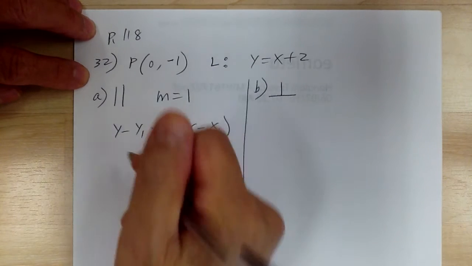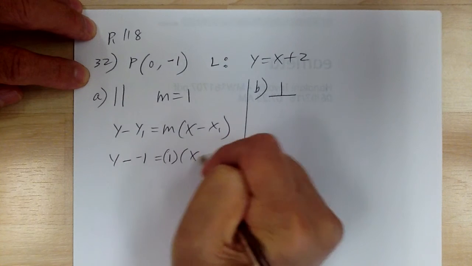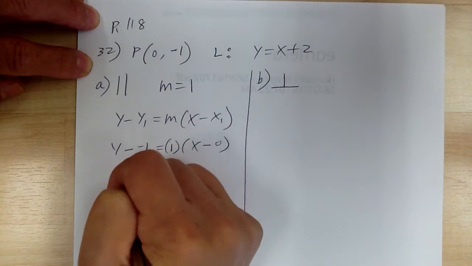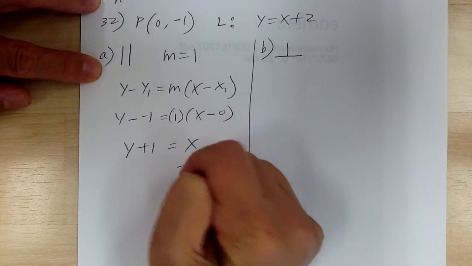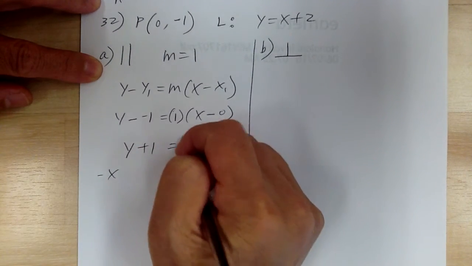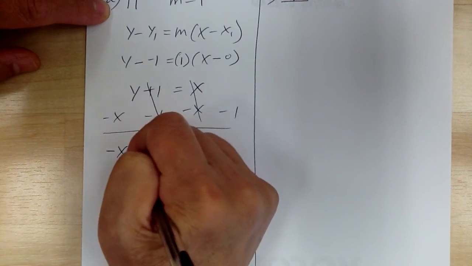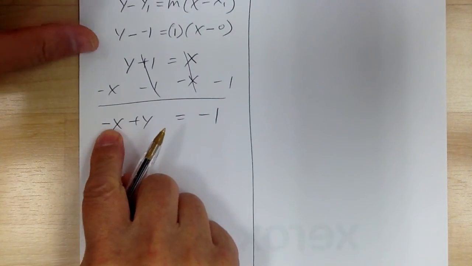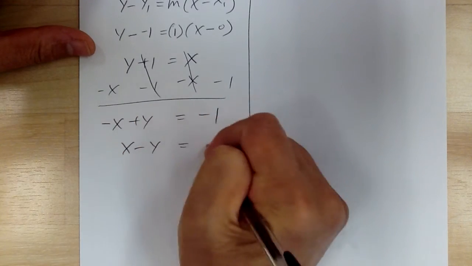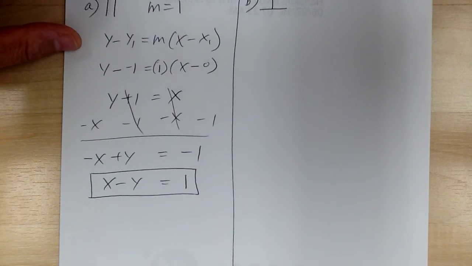Okay? So just substitute. So you're going to get y minus negative 1 equal to 1 times x minus 0. So work it out. So y plus 1 equal to x. Move things around. Minus x, cancel out. Minus 1, cancel out. So you got negative x plus y equal to negative 1. And switch, you can have a negative, right? So x minus y equal to 1. And that is your parallel line. Okay? Again, I'm going kind of quickly, because again, all focus on the main concept.